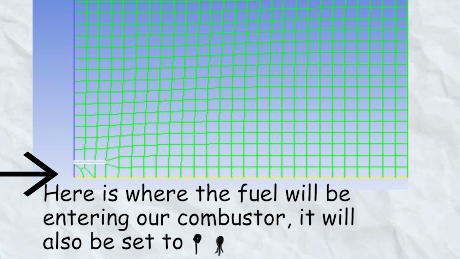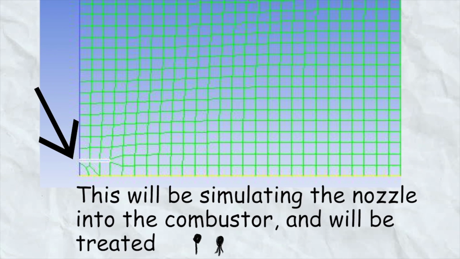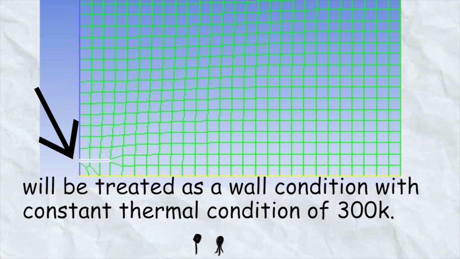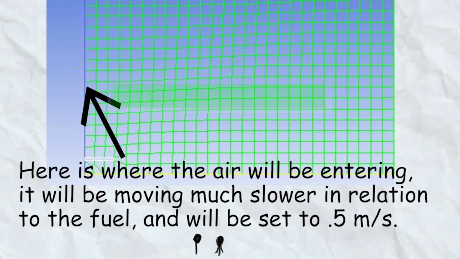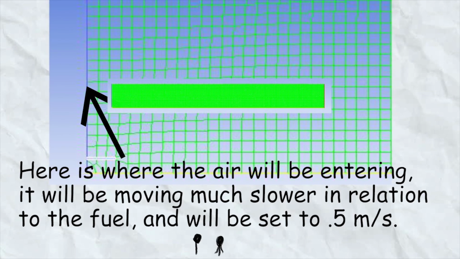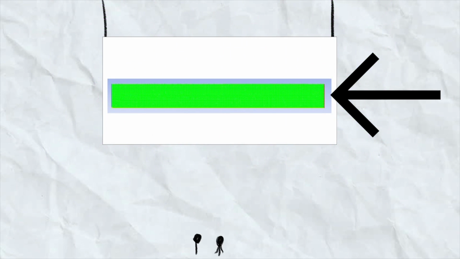Here's where the fuel will be entering our combustor. It will also be set to 80 meters per second, because it's being injected. This will be simulating the nozzle into the combustor, and will be treated as a wall condition with a constant thermal condition of 300 Kelvin. Here's where the air will be entering. It will be moving much slower in relation to fuel, and will be set up to 0.5 meters per second. This will be representing the exit of the combustor.